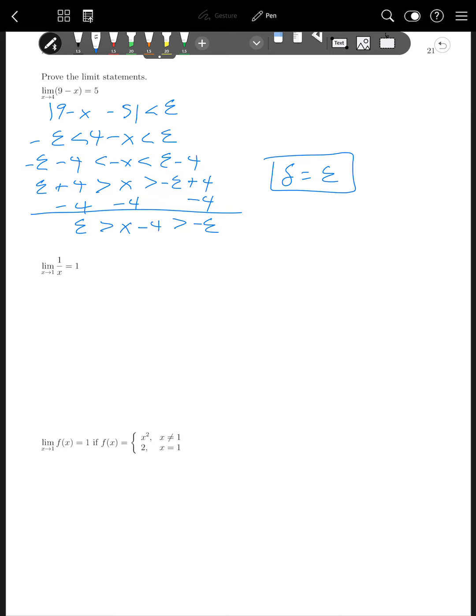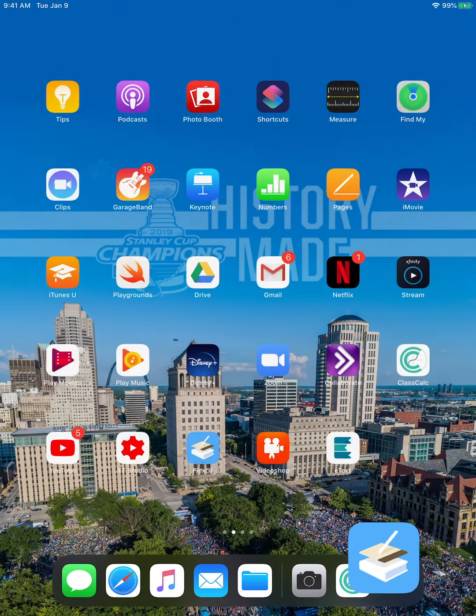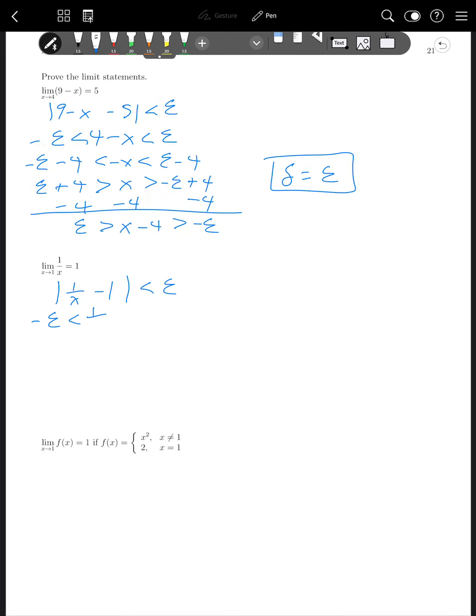Next one. Okay, this one is the absolute value of 1 over x minus 1 is less than epsilon. So the opposite of epsilon is less than 1 over x minus 1, which is less than epsilon. Add 1. So 1 minus epsilon is less than 1 over x, which is less than epsilon plus 1. And then take the reciprocal. So 1 over 1 minus epsilon is greater than x, which is greater than 1 over epsilon plus 1.